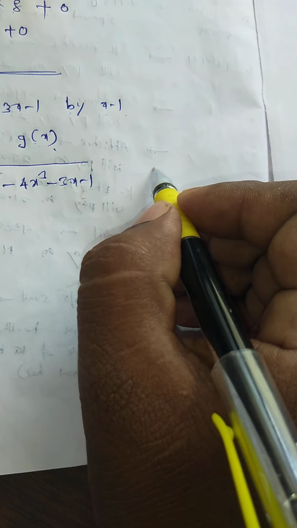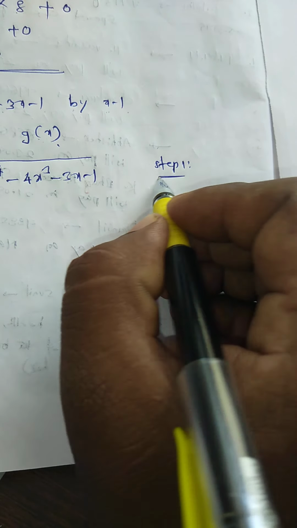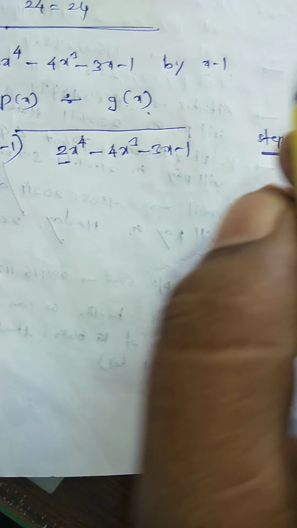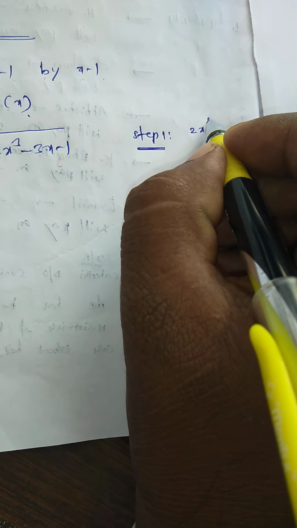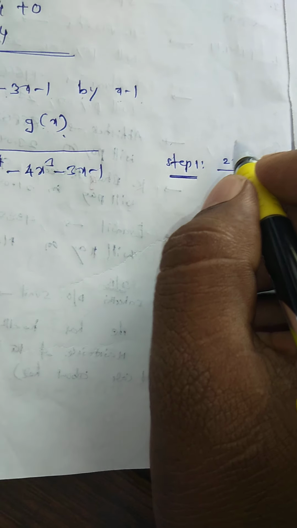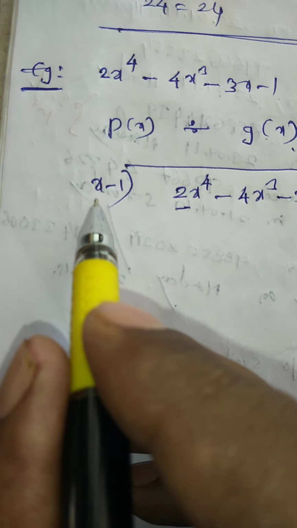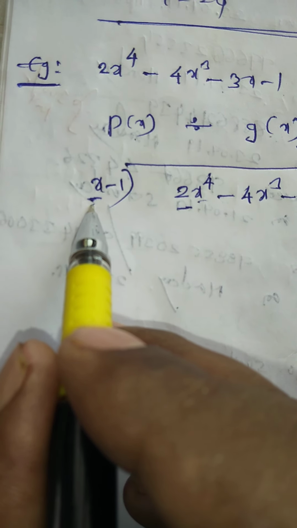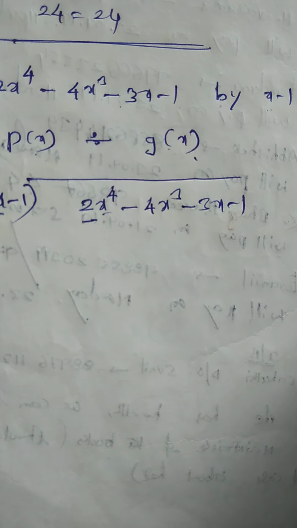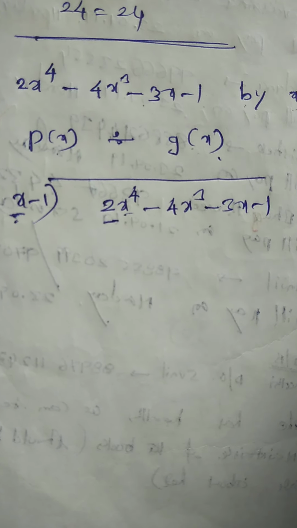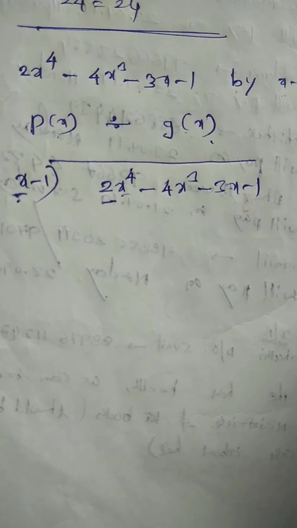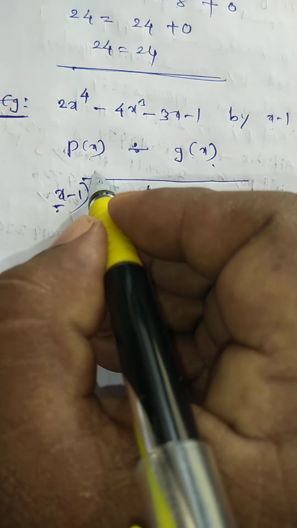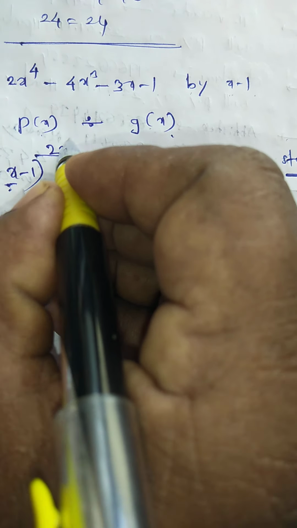In this process we have to take step 1. First step, in the dividend we take the first term. What is the first term here? 2 into x to the power of 4. Dividend first term in the numerator, divisor first term in the denominator: x to the power of 4 by x, that is equal to 2x cube. This 2x cube, step 1, we can write here on top.